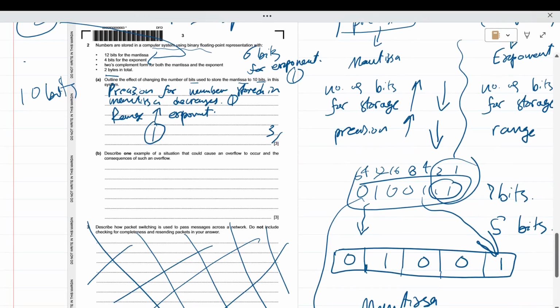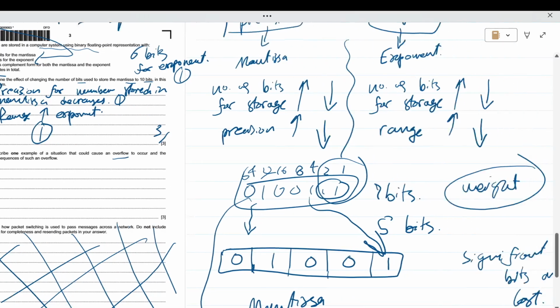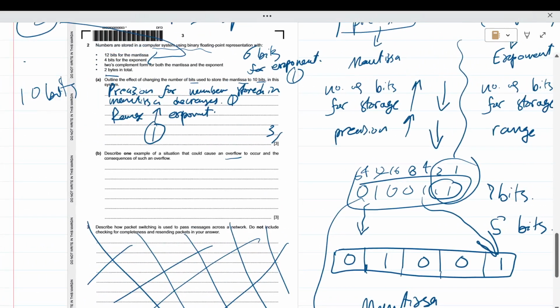Now, describe one example of a situation that could cause an overflow to occur and the consequences of such an overflow. Now, an overflow is obviously not something you shouldn't be familiar with. If you don't know, it's a simple thing. You've got a glass of water, right? If you're going to pour too much water into it, then what's going to happen? It's going to overflow, right? That's some pretty terrible drawing in here, but bear with me on that.